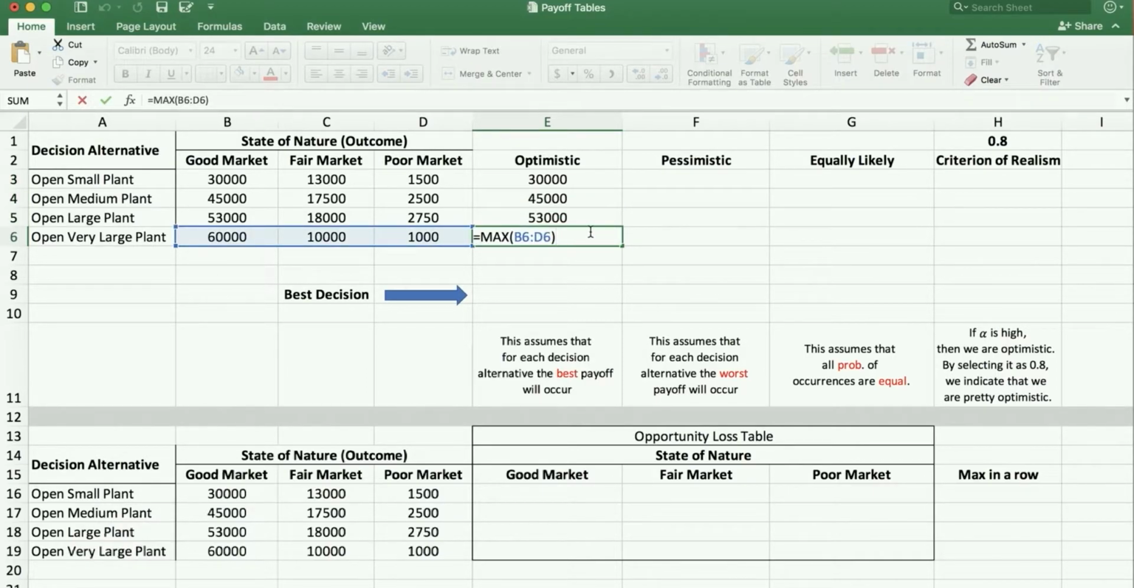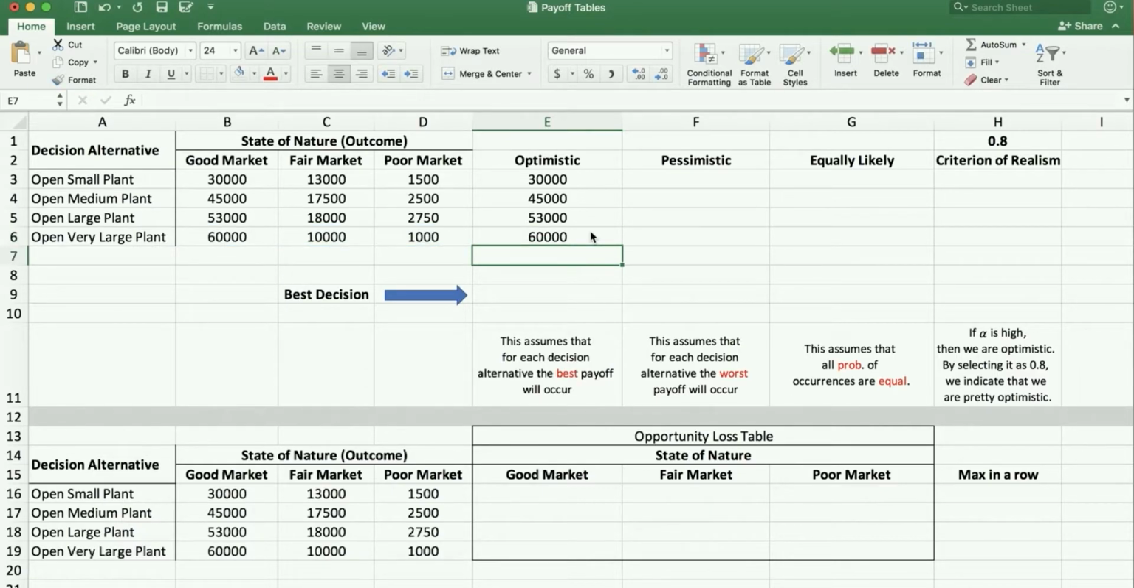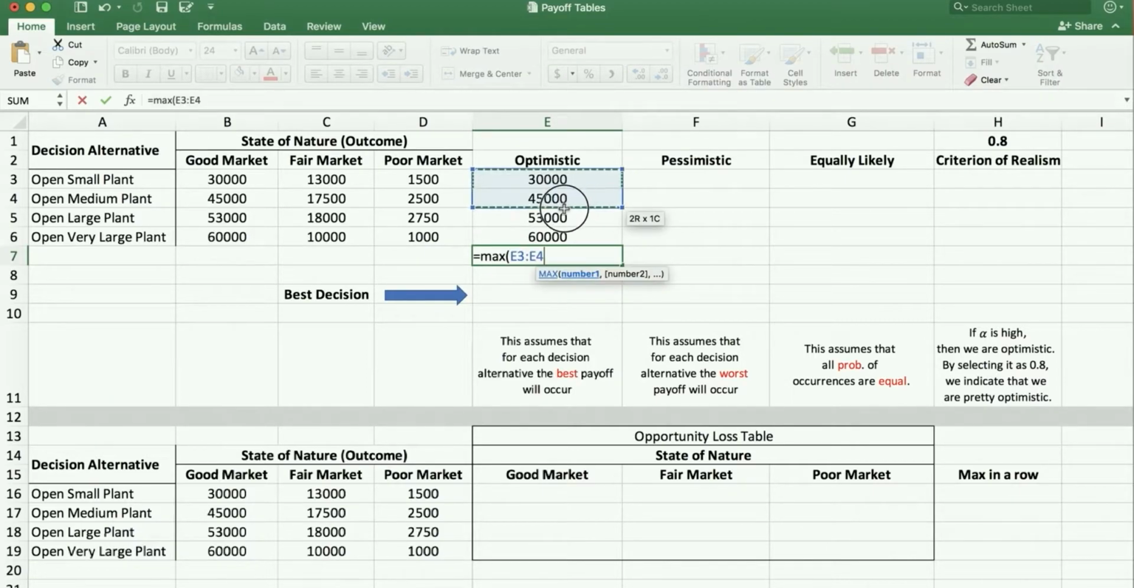So if you double click on this, you are going to see that we are taking the max of these 3 selected values. And the final step is to find the maximum of these maximum payoffs. The optimistic approach is also called Maximax, and this is why. We first take the maximum payoff for each decision alternative, and at the end we take the maximum of these maximum values.